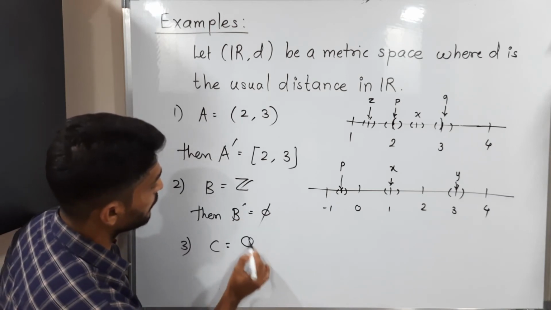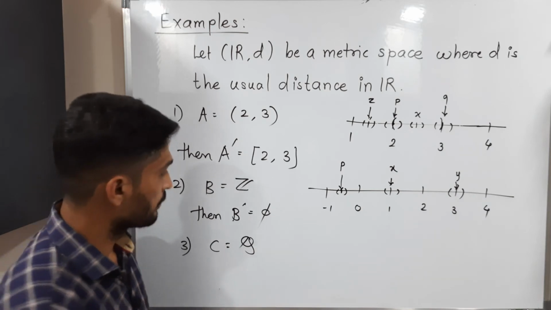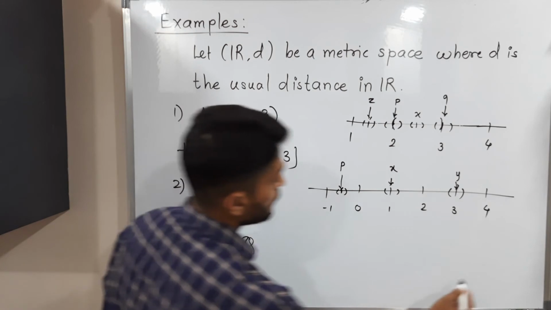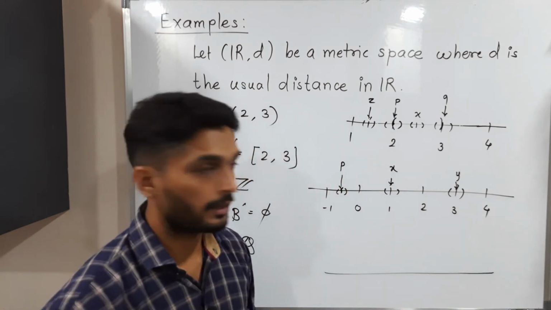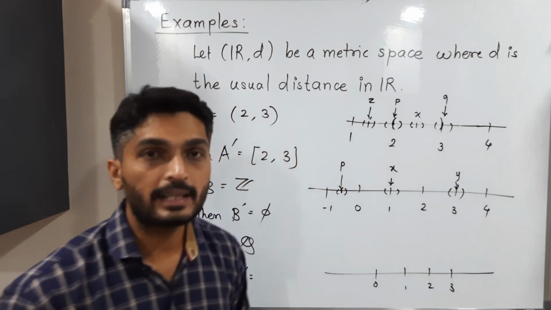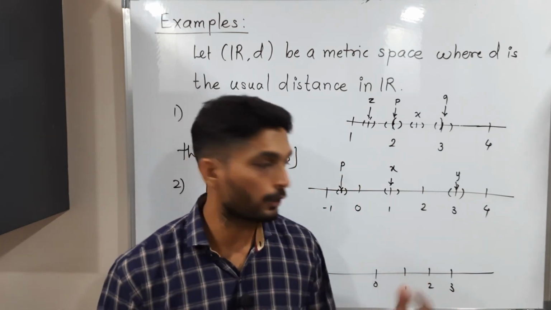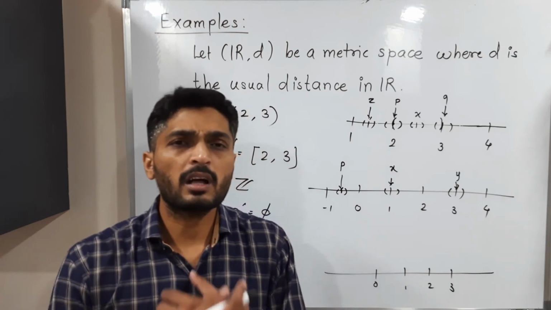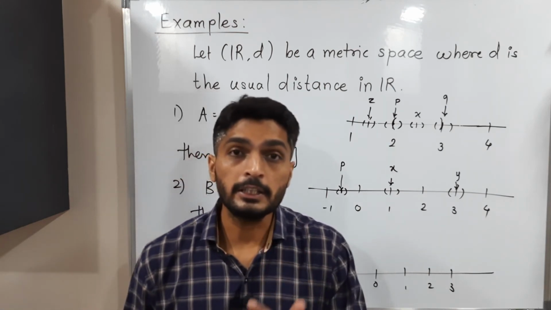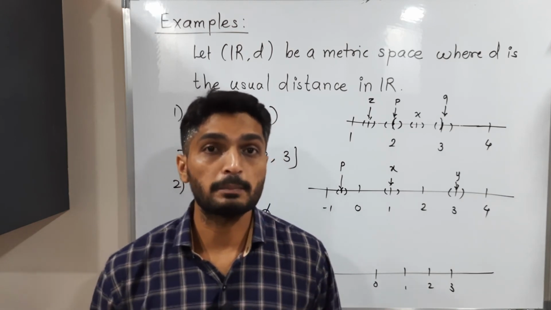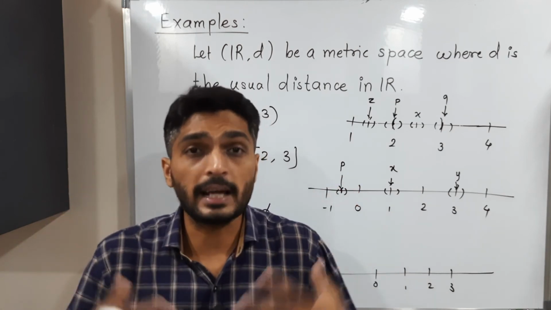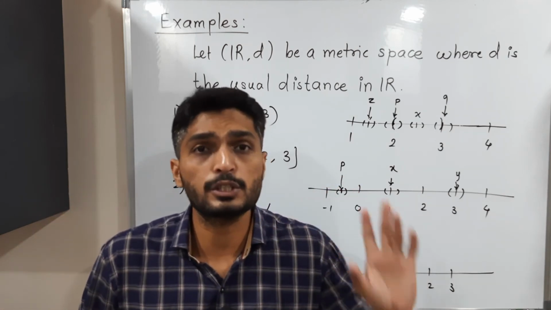Next, C is equal to the rational numbers. Getting? Then we have to find C dash, the derived set. If you consider the real line 0, 1, 2, 3, can you tell me how many rational numbers are between 1 and 2 or 2 and 3? Getting? There are infinitely many rational numbers. The density theorem says between any two rationals you will find irrationals, and between any two irrationals there is a rational. That means there are infinitely many rationals and irrationals between any two integers you can consider.